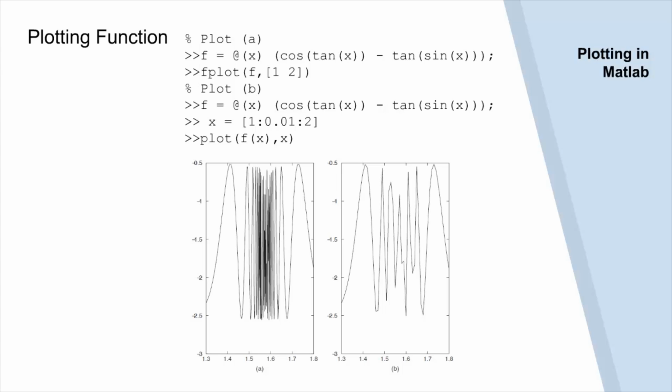Now let's do the same thing using the plot function. Again, I define the same function f, but now I am defining another vector x from the range 1 to 2 with a spacing of 0.01. Now I will plot this by passing the function f of x and the variable x. So we get the plot looking like the one on the right hand side. As you can see, the smoothness is very low. To increase the smoothness, we have to reduce the spacing in the x variable. So this becomes a manual labor kind of thing, whereas the fplot function automatically decides how many points it has to plot.